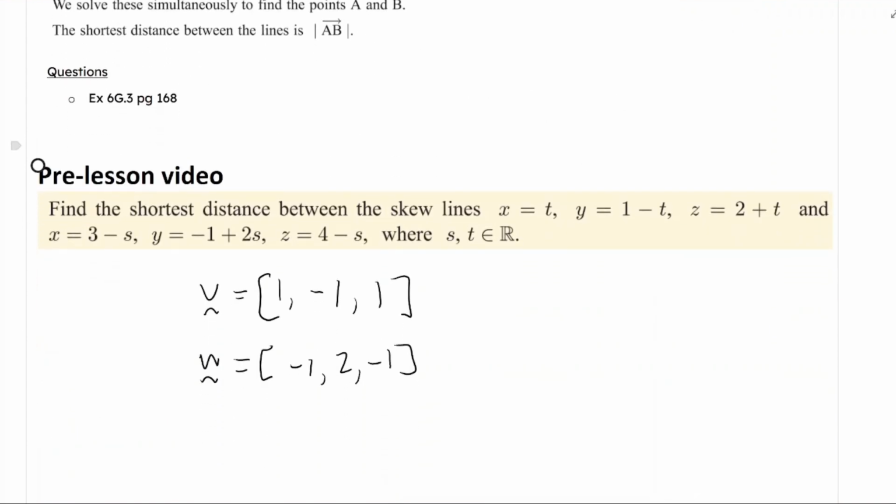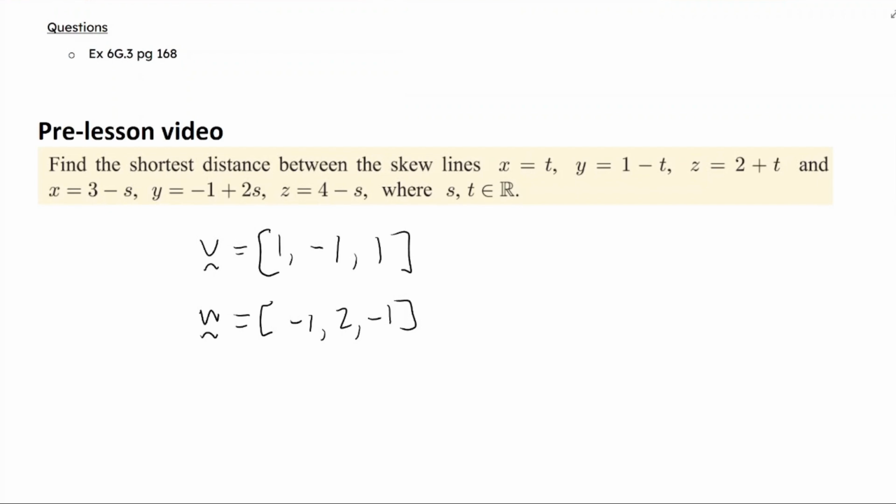We take the two direction vectors from these two lines. So in this case, the direction vector comes from the numbers in front of the t. 1, minus 1 and 1 gives us that first vector. And then the second direction vector comes from the second line. Next thing we need to do is work out the cross product, which is v crossed with w. So that's doing this big determinant: i, j, k, 1, minus 1, 1, and minus 1, 2, minus 1.